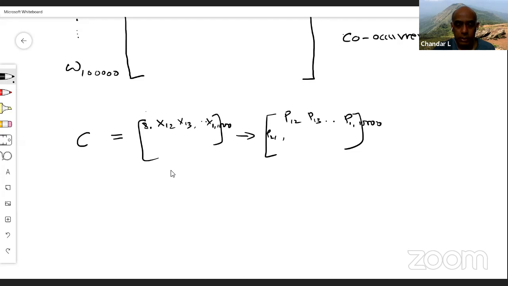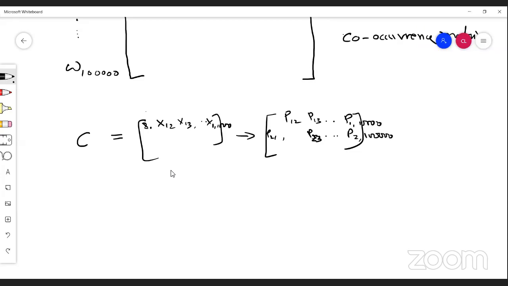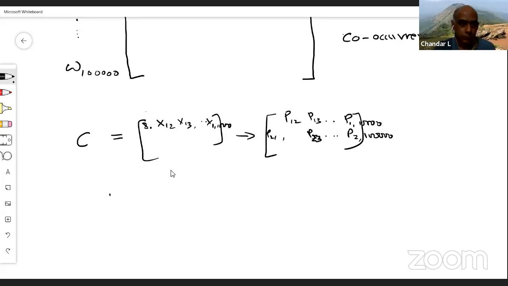Similarly, you have P21. This diagonal element doesn't matter. And then you have P23, P22 doesn't matter, and all the way up to P2 100,000. Now, what is the meaning of all this? So the way it is defined is, I'll just write it here.